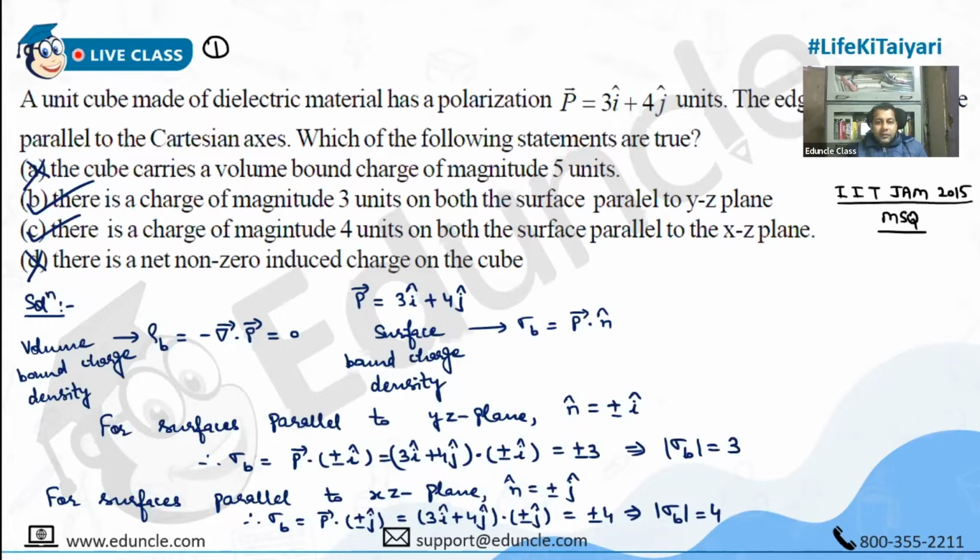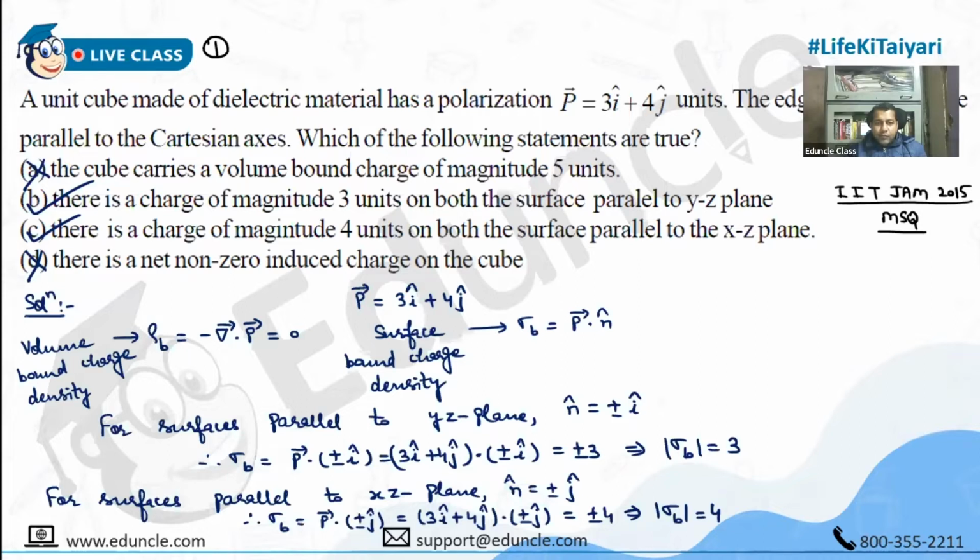Net charge is 0. Yes. Okay. And it always happens. The amount of charge on the surface, it is numerically equal to the amount of charge present within the volume. And they also have opposite nature. That is also true. Yes, sir.